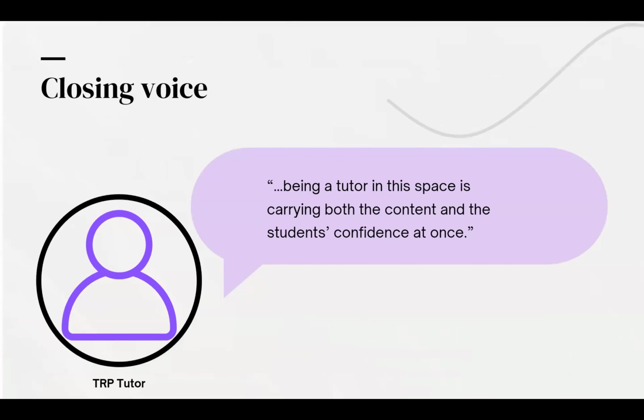So in closing, being a tutor in this space is carrying both the content and students' confidence at once. If you like, holding rigor in one hand and hope in the other. That's what it means to tutor at the bottom of the curve.